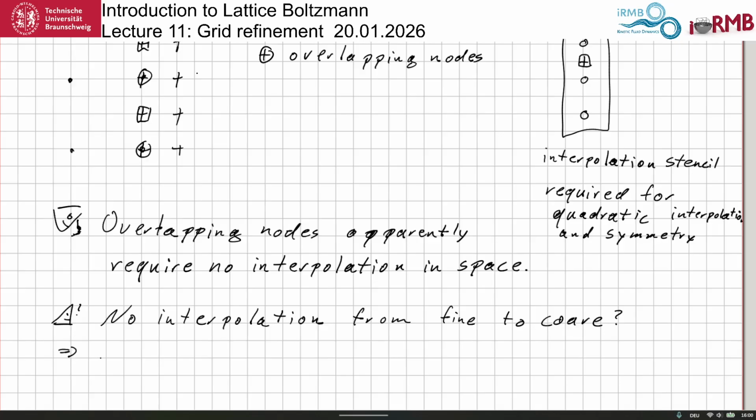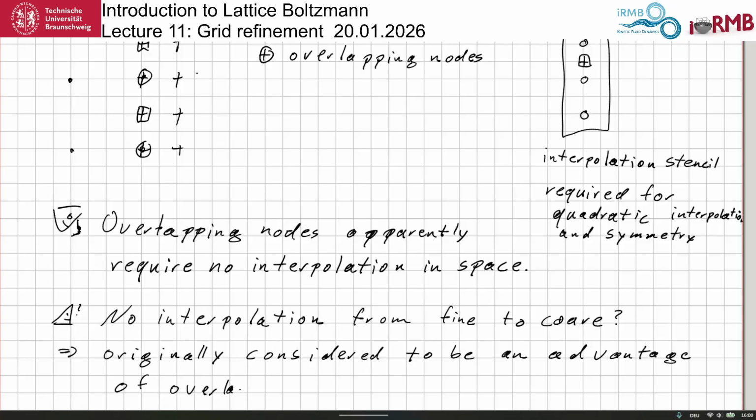But the thing is, this was considered by many, including people from this institute, to be an advantage of overlapping grids. Overlapping, versus the others, which are called staggered.